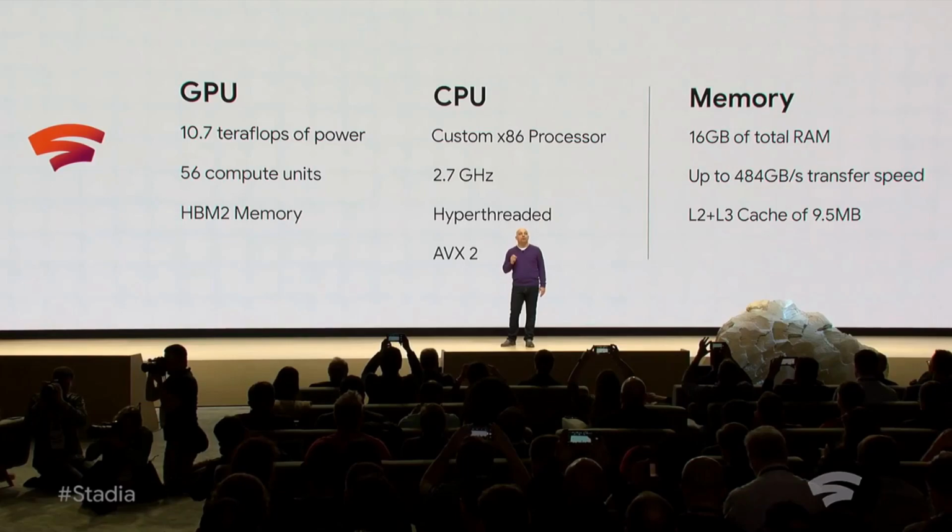So the memory that's in there, again, 16 gigs of total RAM. And if it's HBM2, that is very expensive RAM. Up to 484 gigabytes per second transfer speed, really fast. And L2 plus L3 cache of 9.5 megabytes. That doesn't seem like a lot, but maybe in this context you don't really need that.